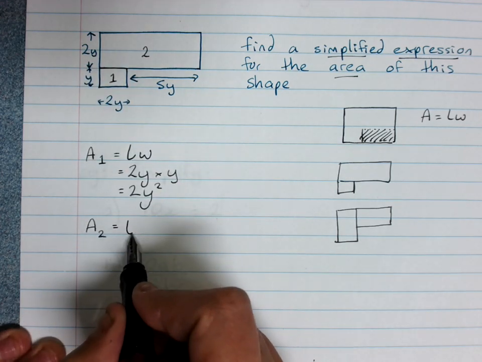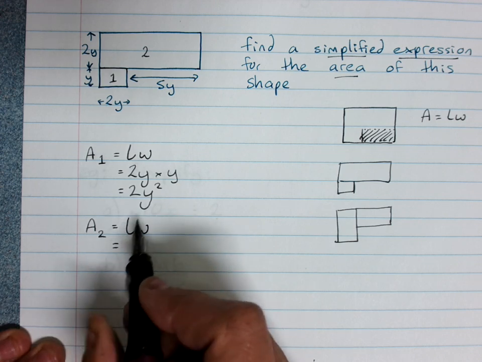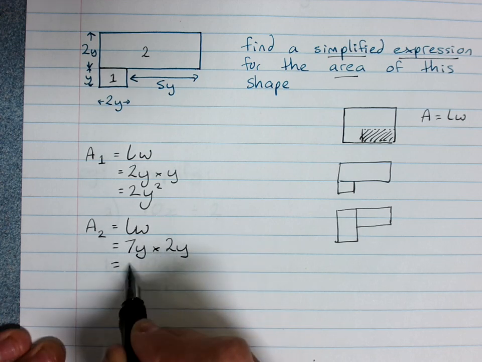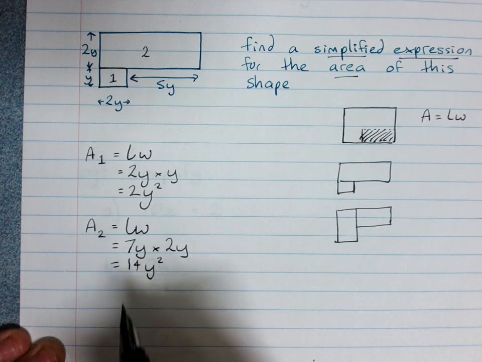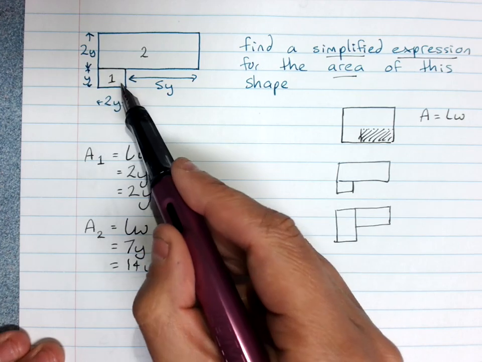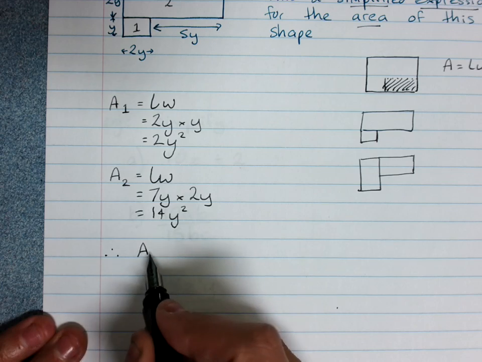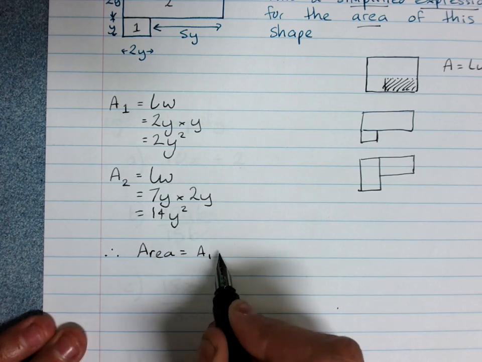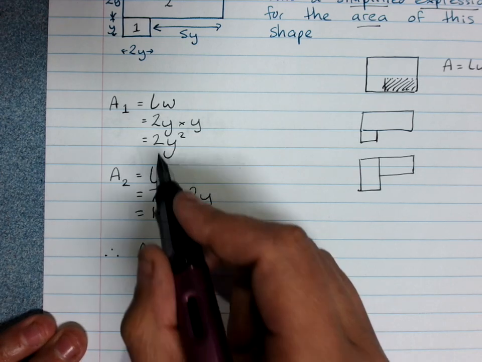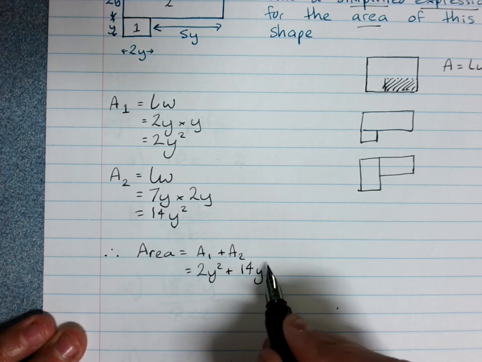Start with the formula again. Oops, that's an L. I got carried away. Length times width. So that was 7y times 2y, 14y squared. Now the area of the whole shape comprises or consists of those two shapes added together. So therefore, area equals area 1 plus area 2. We're saying what we're doing very carefully. Area 1 was 2y squared, area 2 plus 14y squared.